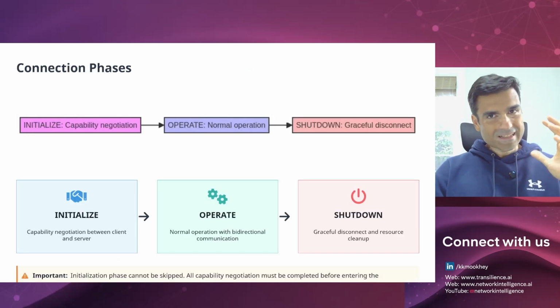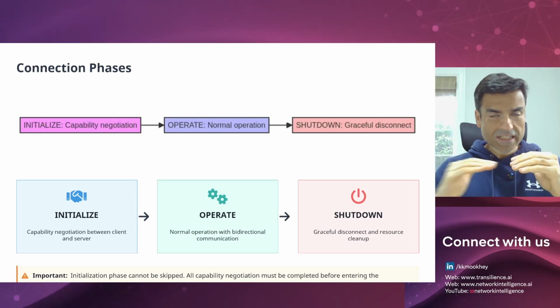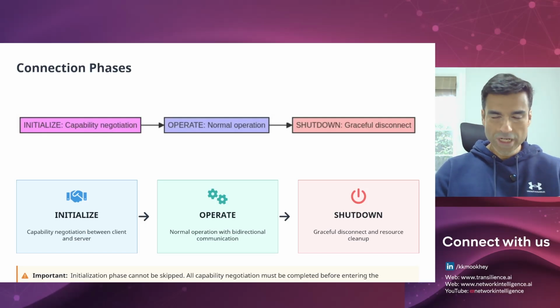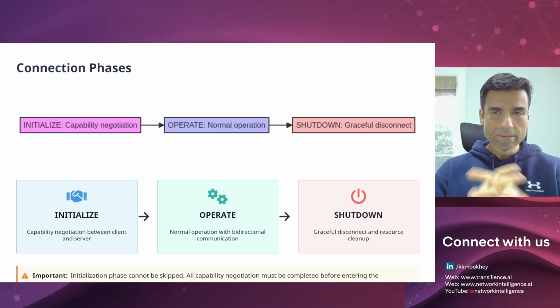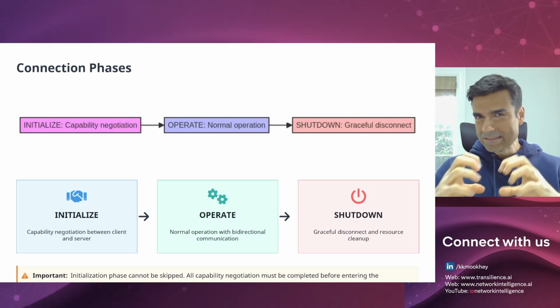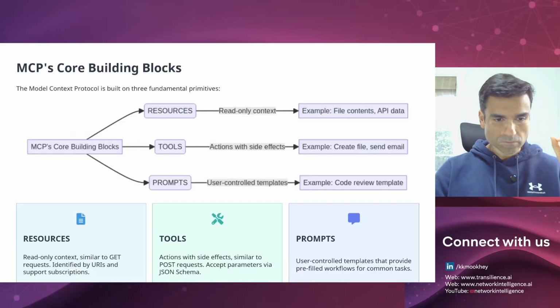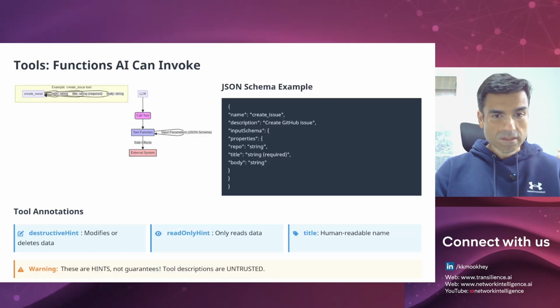As I mentioned just previously, it's a stateful protocol. So a connection gets set up, there's an initialization phase, then the operations happen, and then there is a graceful shutdown. In fact, today the tool that we will be using to test our MCP servers is a tool called MCP Inspector, and that very nicely shows us how the protocol operates. So the three building blocks we spoke about: resources, which is file contents or API data, tools, and then prompts.